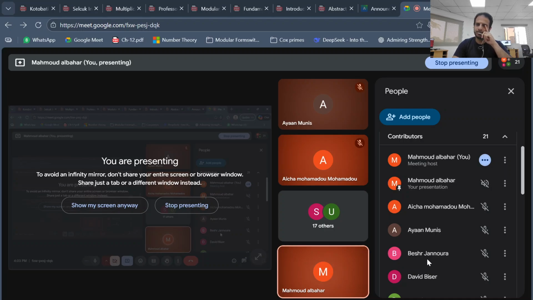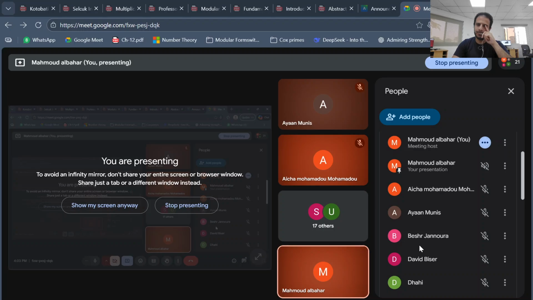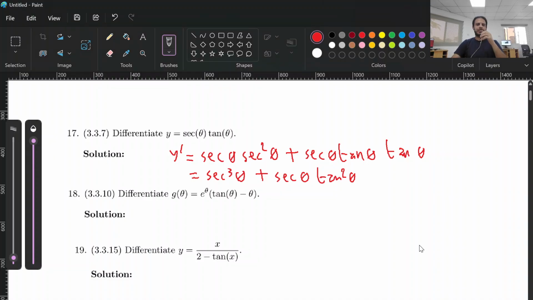Now Bishop, I need your help with problem 18. G prime of theta equals what? Which one do you want to start differentiating at? It's a product rule, right? Let's start with e to theta. The derivative of e to theta is the same thing, right? So e to theta.